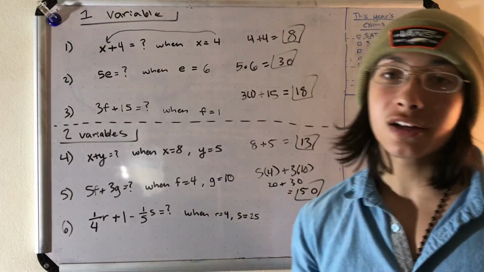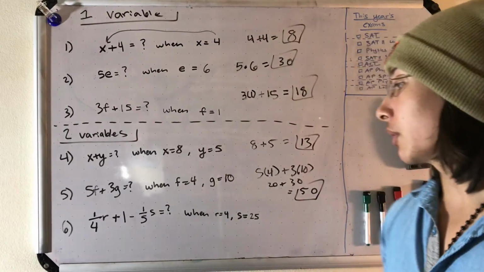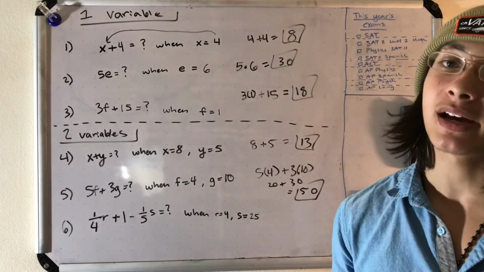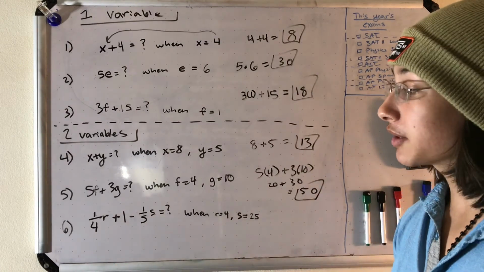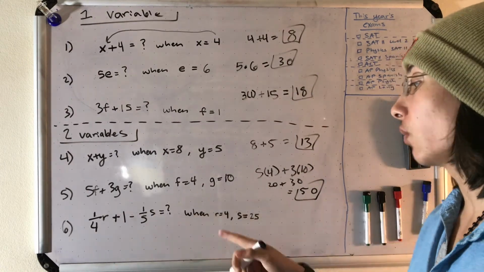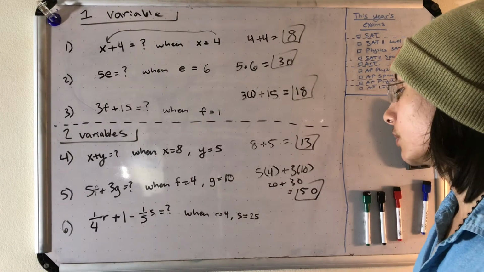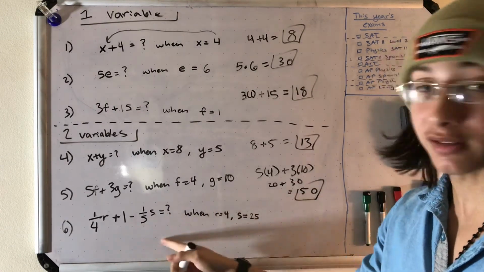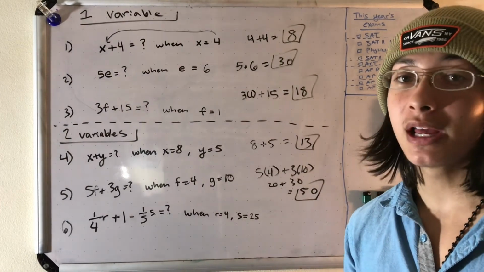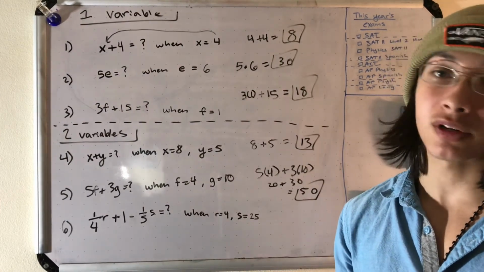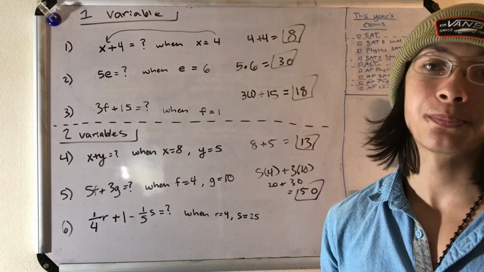Now lastly, we're going to get into a little bit of a trickier one. I actually challenge you to pause the video right now just to see if you can do this one on your own. 1/4 r plus 1 minus 1/5 s, when r is equal to 4 and s is equal to 25. And what does that simplify to? So I challenge you to pause the video right now, see if you can do it. If you can't, then just unpause it. Or if you want to double check, then unpause and see what I do.